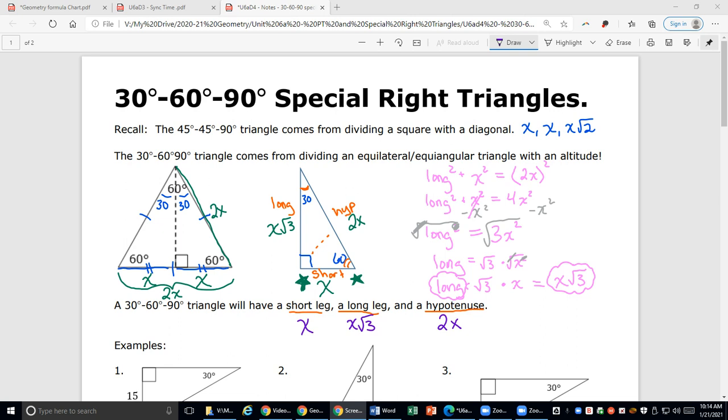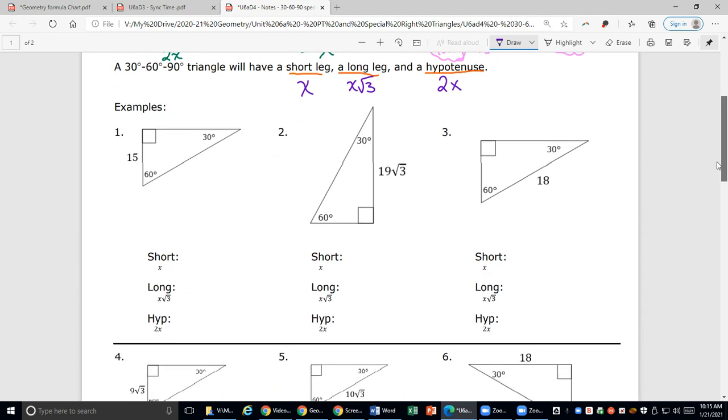Welcome back. In the last video, we started introducing the special right triangles, 30-60-90, and basically we just developed the formula that we're going to use. Our short leg is going to be x, and that's where we're always going to start. Our long leg is x times the square root of 3, and our hypotenuse is 2x. Okay, so let's look at some examples.